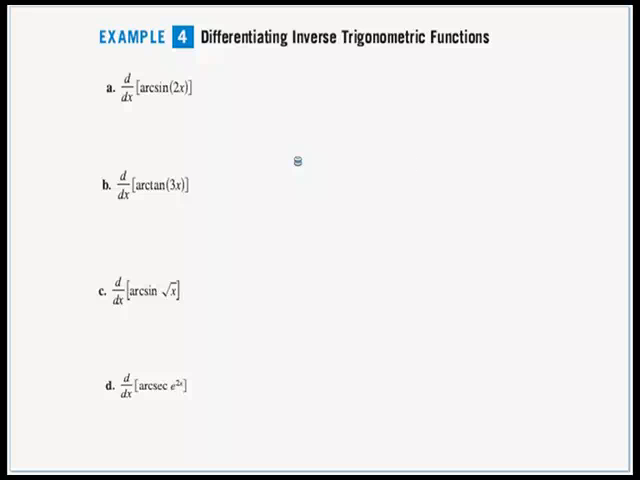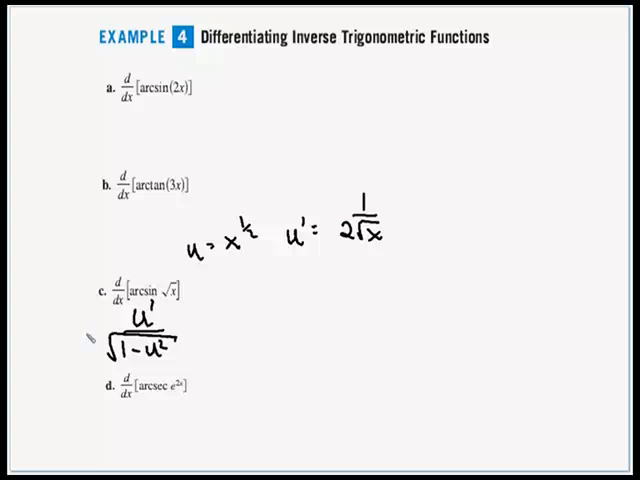Okay, looks like this is going to be a little trickier here for letter C. It's another arcsine, so that's going to be u prime over the square root of 1 minus u squared. So let's see here. Our u is the square root of x, or x to the 1/2. So u prime, the derivative of that, is 1 over 2 square root of x.